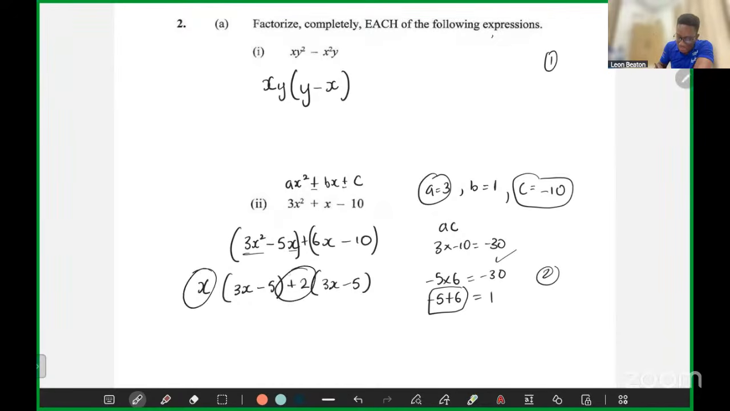And we take what is outside the bracket and we put that in a bracket. So we'll have x plus 2. Then we just bring down one of the brackets, 3x minus 5.